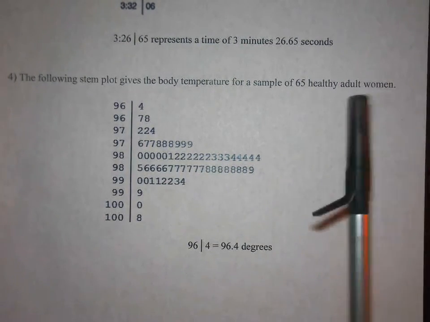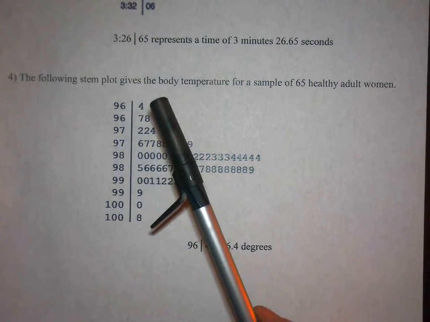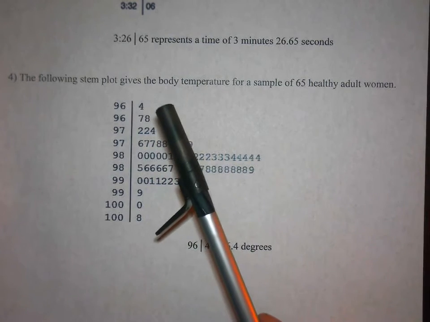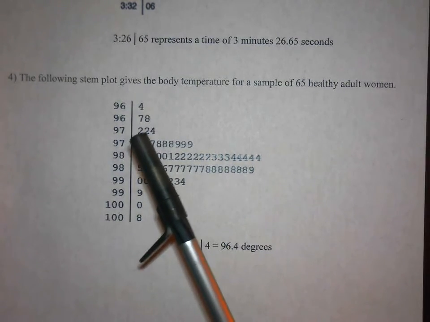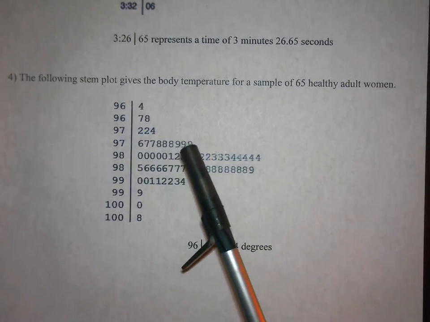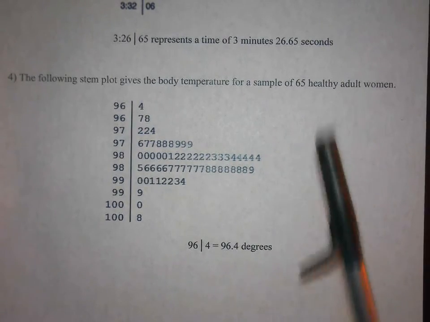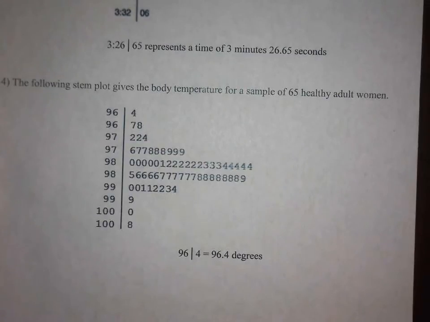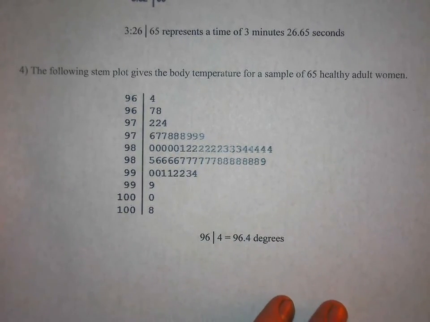Okay, so the 65 adult women, you should be able to count the number of leaves. So the 4, 7, 8, and so on. If you count those, 1, 2, 3, 4, 5, 6, 7, 8, 9, 10, 11, 12, 13, 14, 15, keep on counting, you should get to 65. Okay, so that's how you can tell how many people are in the data set, by counting the leaf units.